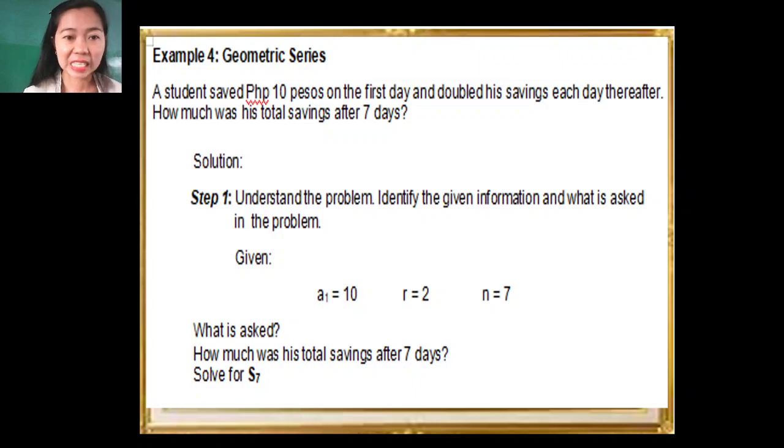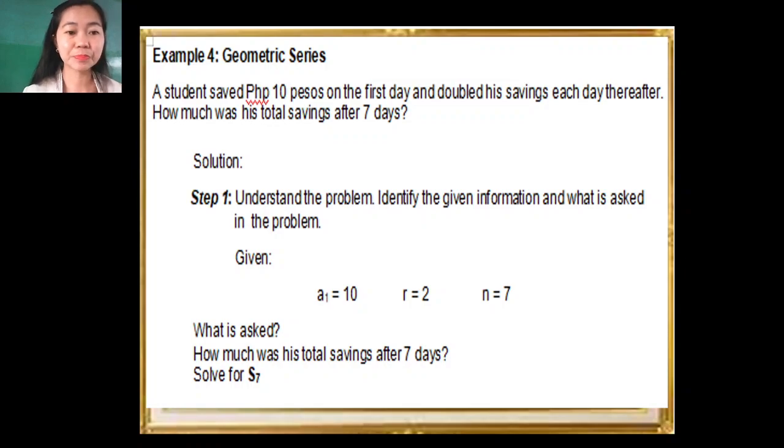Now, bakit series? Sabi ko nga kanina, hinahanap yung total savings, meaning kung yung ating first amount saved is 10, then madudouble, sunod ay 20, sunod ay 40. Yung series natin ay 10 plus 20 plus 40 plus 80 and so on up to the 7th day ng savings niya. Asking for the total savings, meaning this is a series.